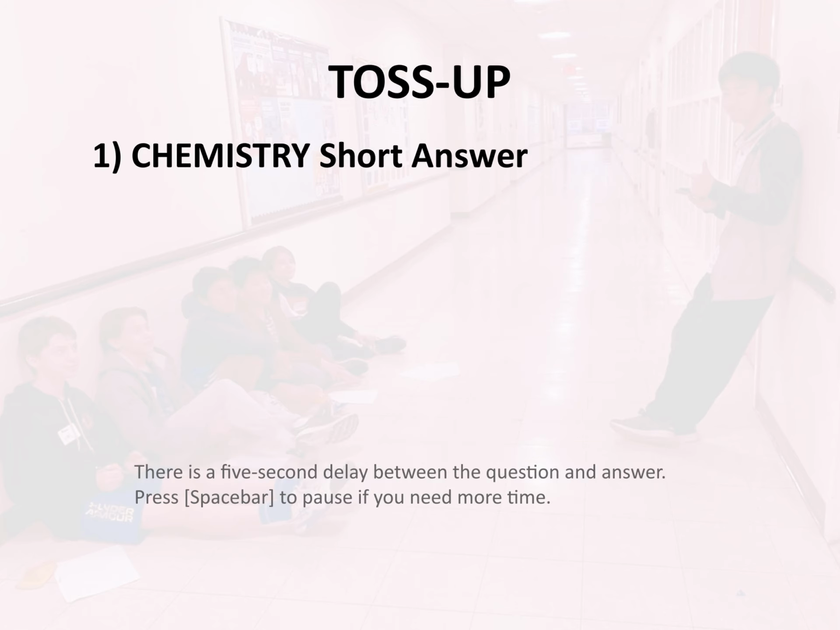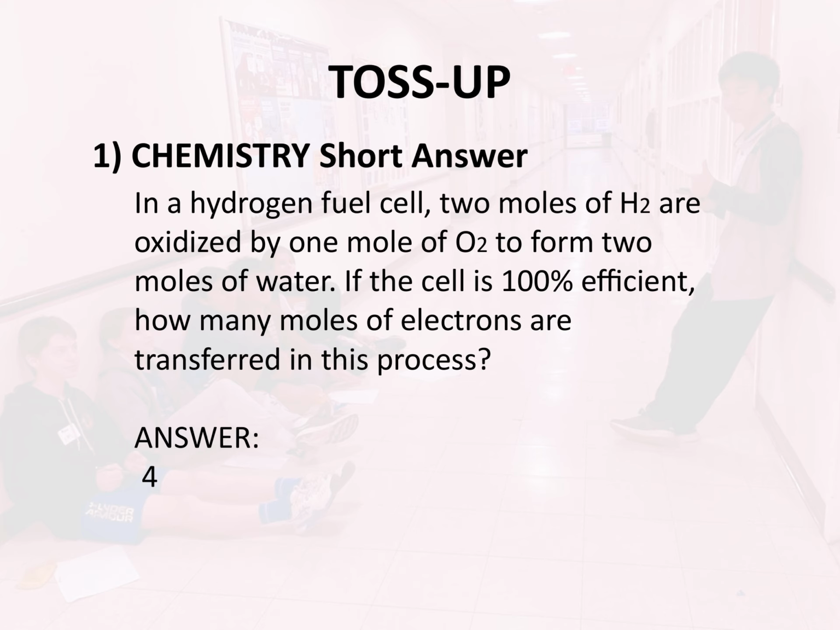Toss-up 1. Chemistry. Short answer. In a hydrogen fuel cell, 2 moles of H2 are oxidized by 1 mole of O2 to form 2 moles of water. If the cell is 100% efficient, how many moles of electrons are transferred in this process? Answer: 4.